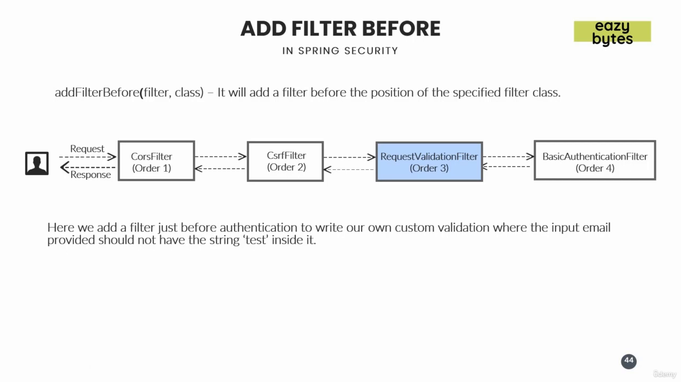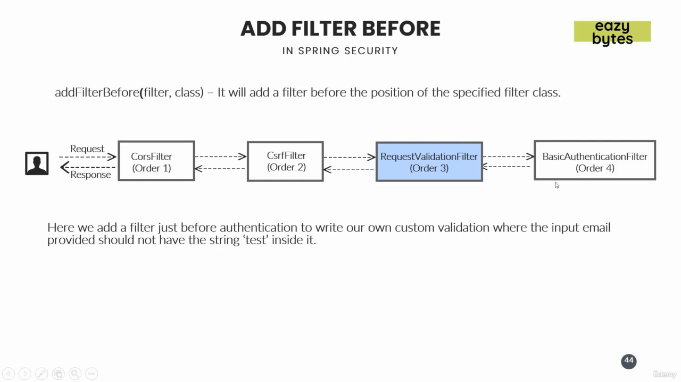In order to achieve this, we can write a custom filter and inject it into the Spring Security filter chain flow by using the addFilterBefore method. You can see here, for representation purposes, I have defined some inbuilt filters like CORS filter, CSRF filter and basic authentication filter, which are provided by the Spring Security framework itself. In this chain of filters, I want to inject my own custom filter, the request validation filter, before the basic authentication filter.